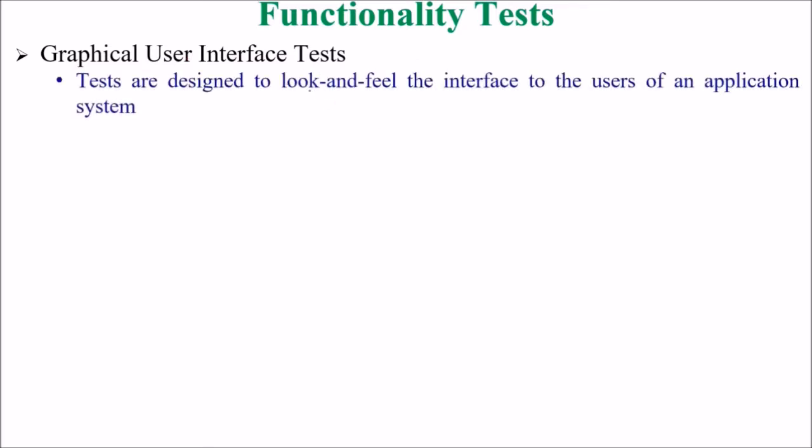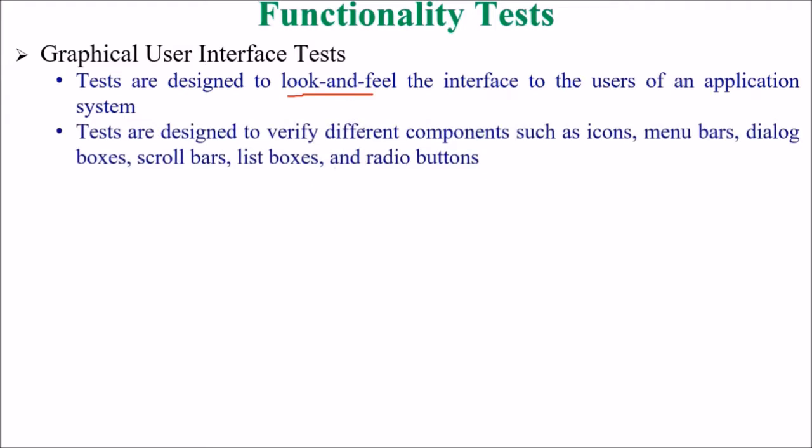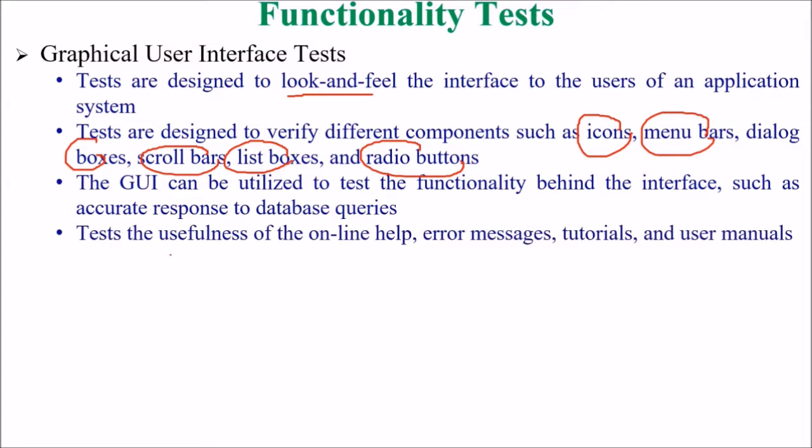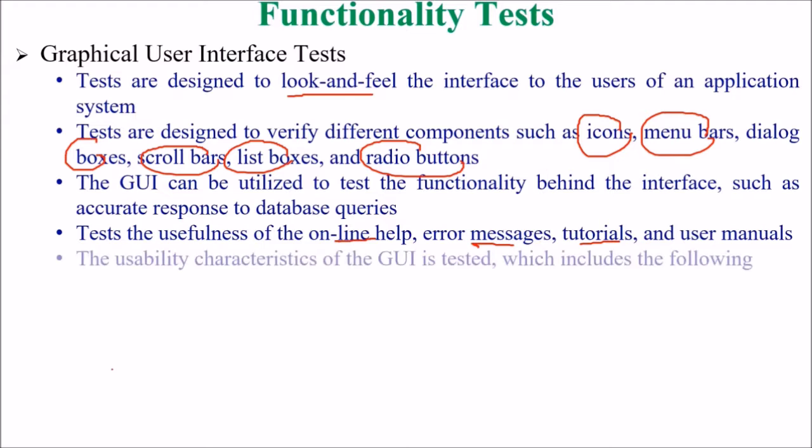The functionality test, that is the GUI test, Graphical User Interface test. These are the tests designed to see the look and feel of the interface to the users of the application system. The tests are designed to verify different components such as icons, menu bars, dialog boxes, scroll bars, list boxes, radio buttons, etc. The GUI can be utilized to test the functionality behind the interface, such as accurate response to database queries, and test the usefulness of online help, error messages, tutorials, and user manuals.